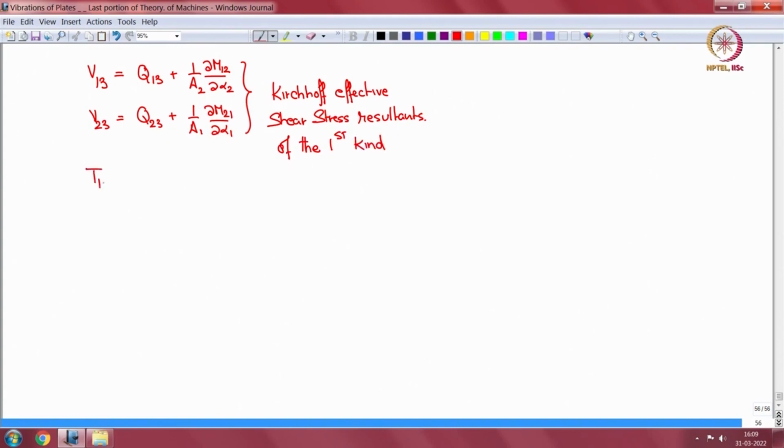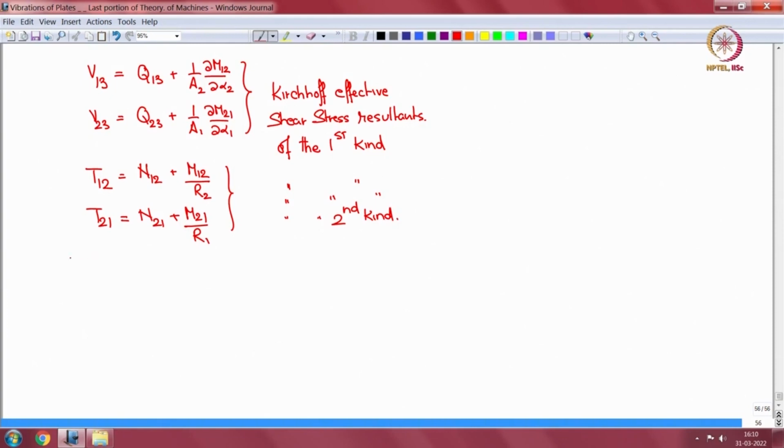Then T12 is given by N12 plus M12 by R2, and T21 is equal to N21 plus M21 by R1. These are called the Kirchhoff effective shear stress resultants of the second kind.